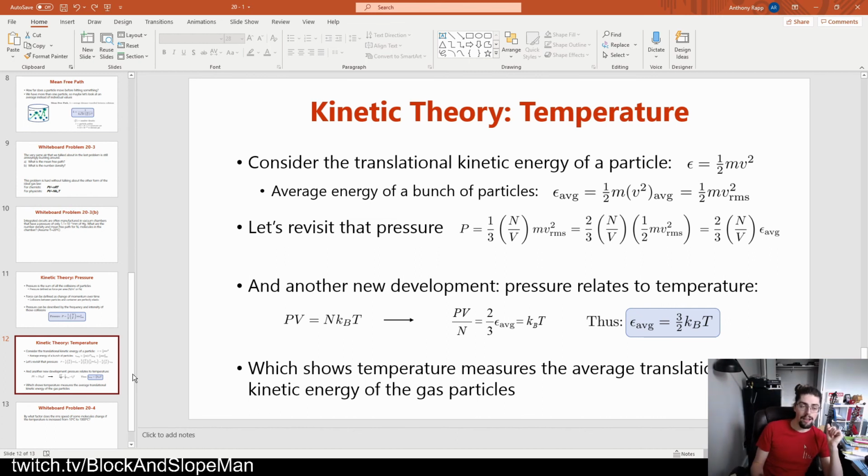And let's take that a step further. Let's go back to our ideal gas equation and say, okay, well, I know PV equals N k_B T. Let me rearrange this a little bit. And I can turn this into 2/3 the average kinetic energy per particle is equal to k_B T, or the average energy of a gas per particle is 3/2 k_B T.